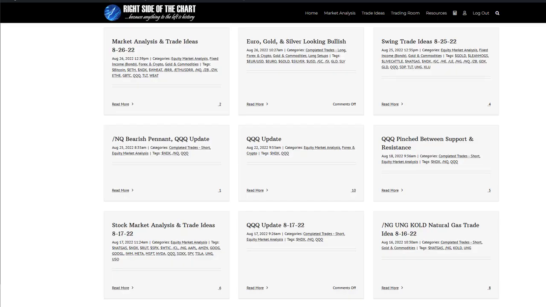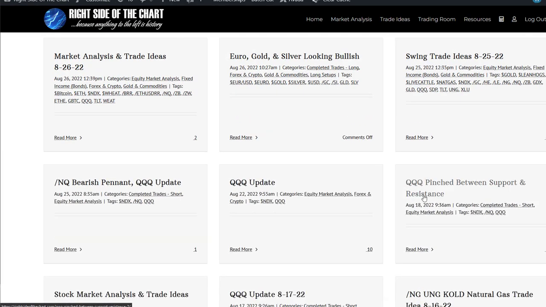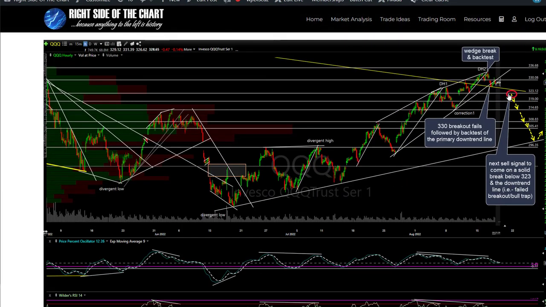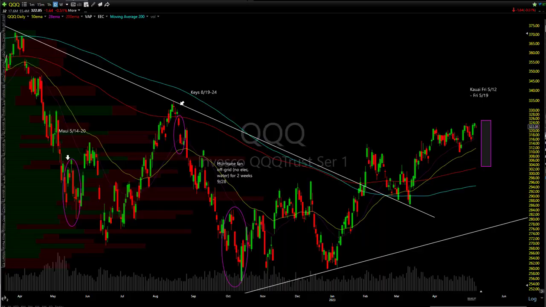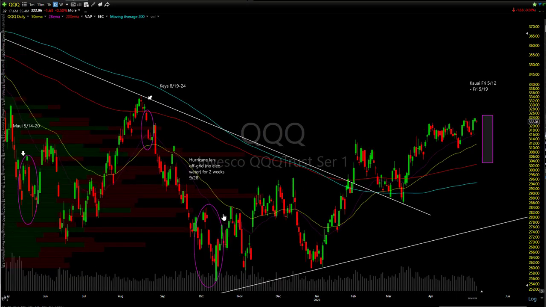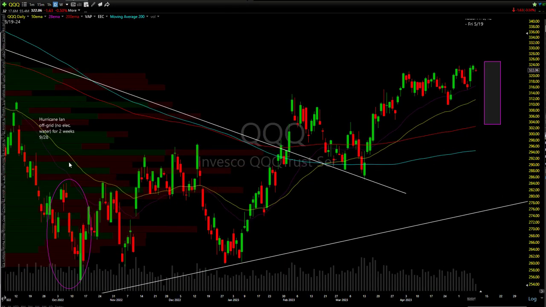Okay, QQQ, August 19th through the 24th. This would have been the last update I gave you right here. I think you can see these. August 18th, QQQ pinch between support and resistance. You can clearly see my targets, favoring a move down to about 300 right there, followed by a bounce. I'll show you where the sell signals would come, and that was then. What was that, 323?